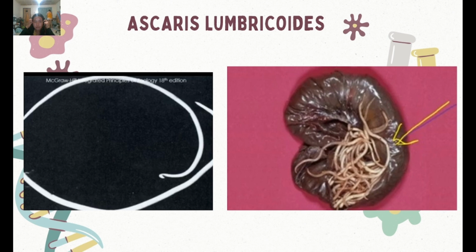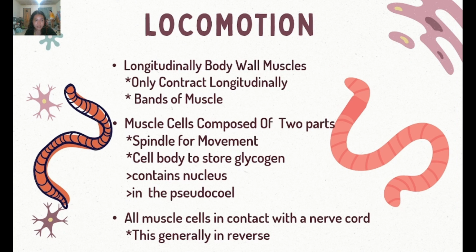Under the forms and function is first the locomotion. In roundworms, locomotion is different from what we saw in annelids, because roundworms have only a longitudinal body wall muscle system that runs from the anterior to the posterior region. They have four muscle bands that run along the body.